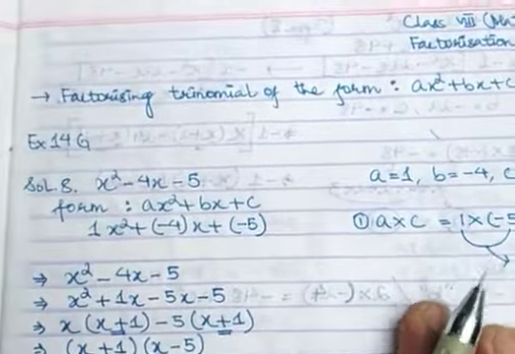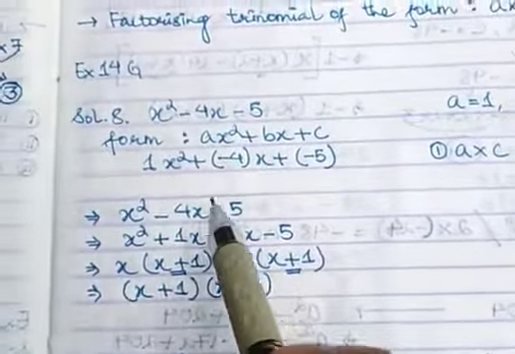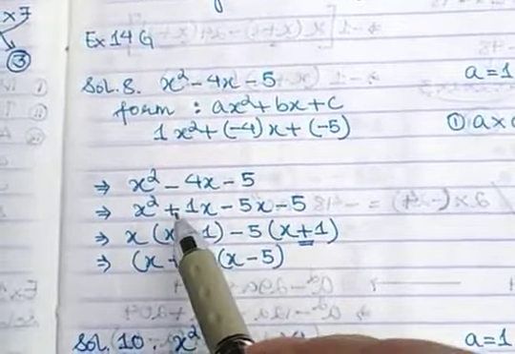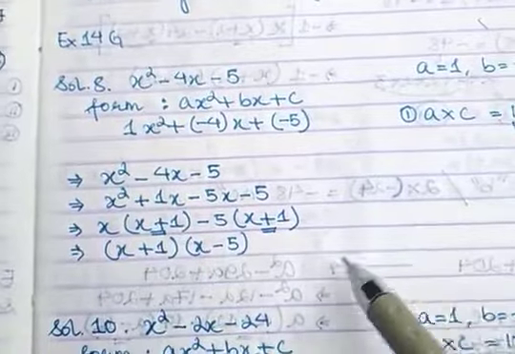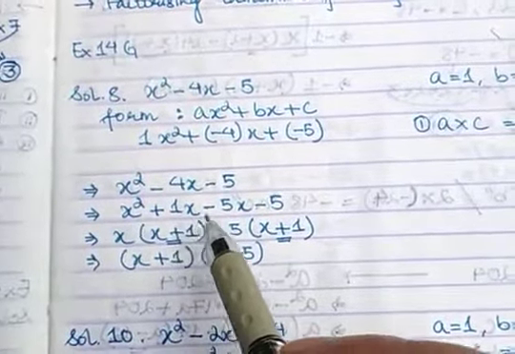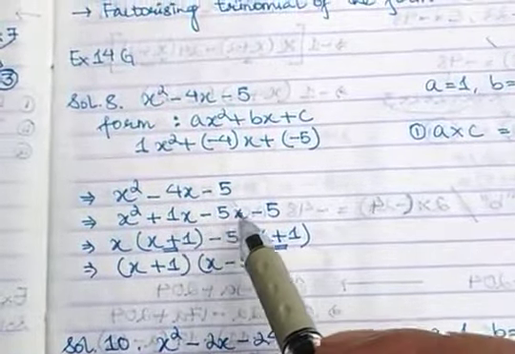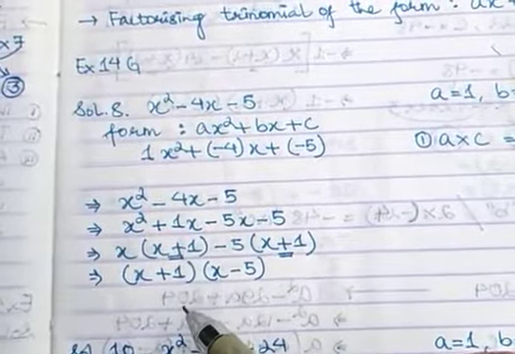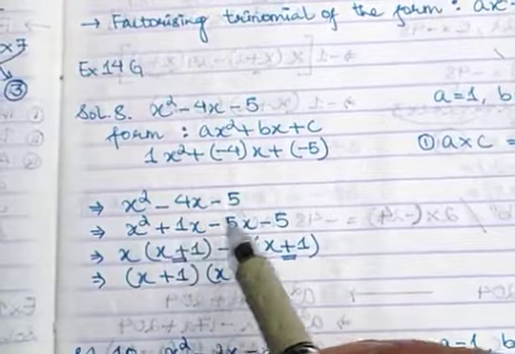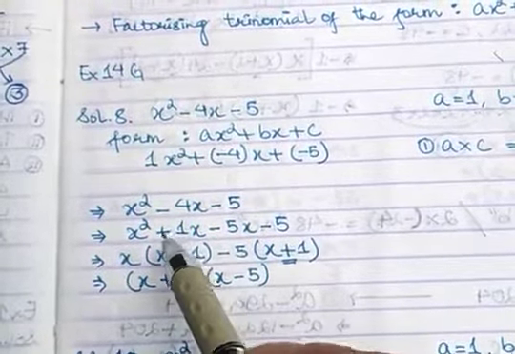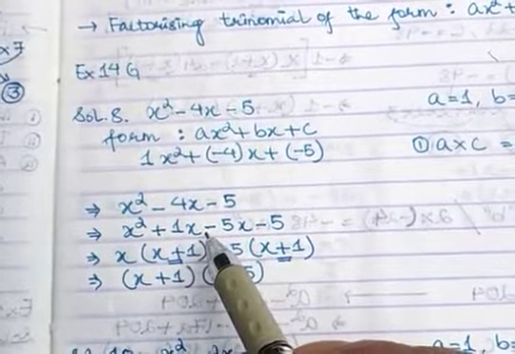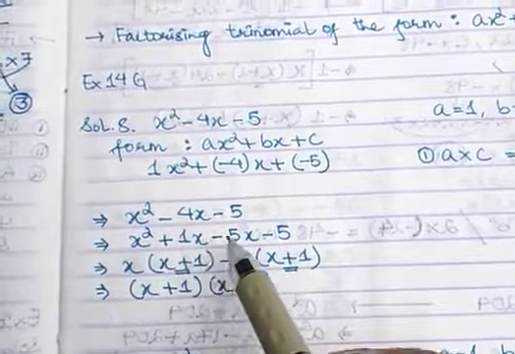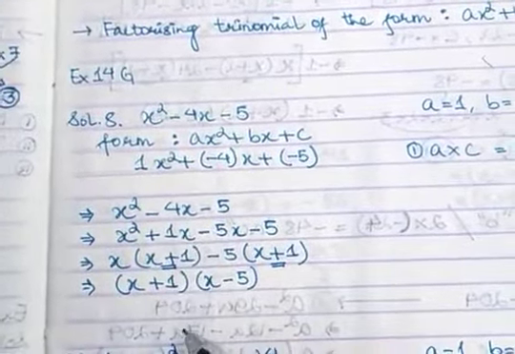On the next line, I write the question again, x squared minus 4x minus 5. The next line: x squared, remember the sign of 1 was plus, so plus 1x minus 5x, and the third term minus 5. We are splitting the middle term, everything is the same. If you want to cross check, plus 1 into minus 5: opposite signs are subtracted, the sign of the greater number follows, the greater number is 5, so minus 5 minus 1 is 4, minus 4x.